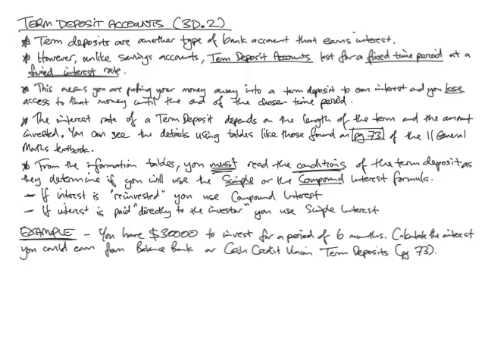So to make all these things clearer, let's have a look at an example here. So you have $30,000 to invest for a period of 6 months. Find the interest you could earn from balance bank or cash credit union term deposits, which you'll find on page 73. So let's do balance bank first. Balance bank, if you look at the conditions, it's reinvested.